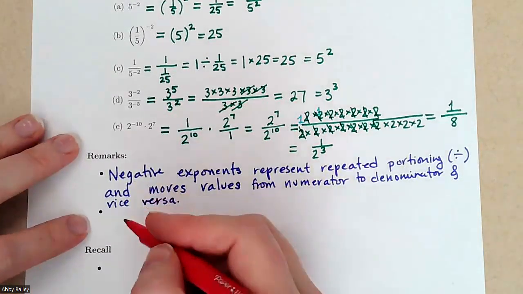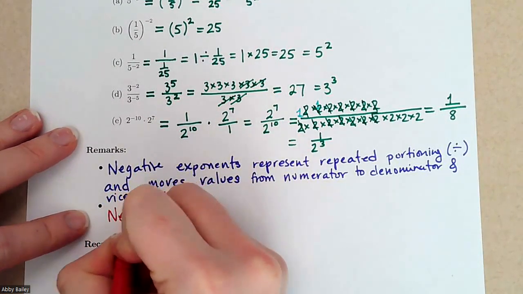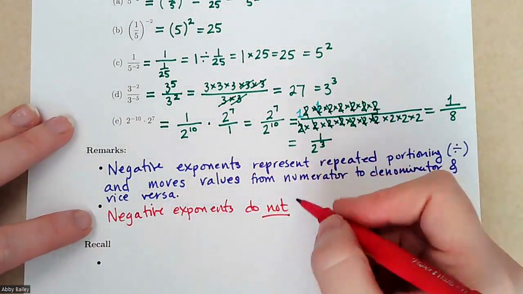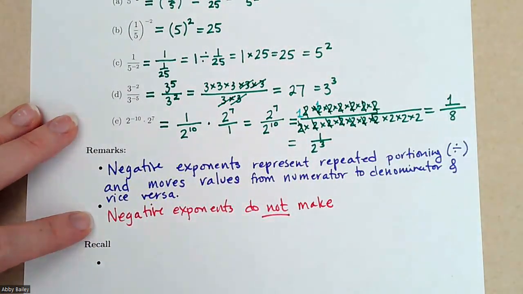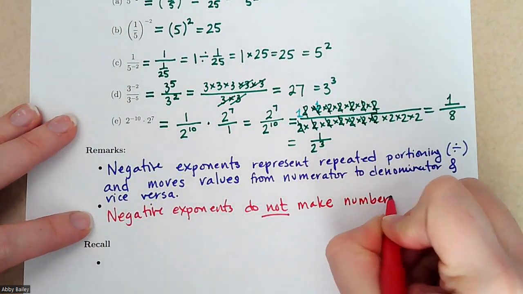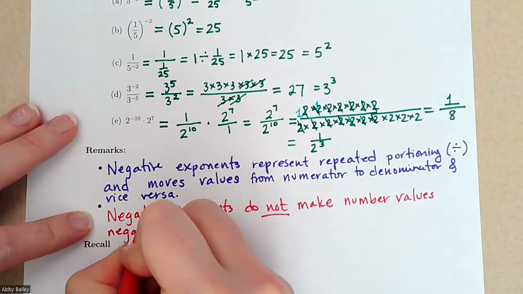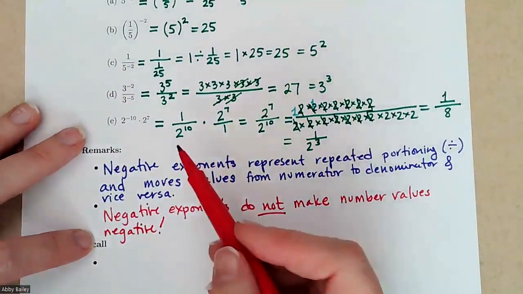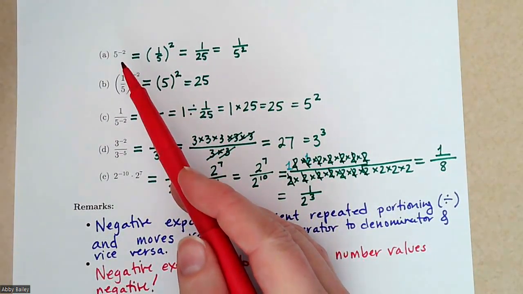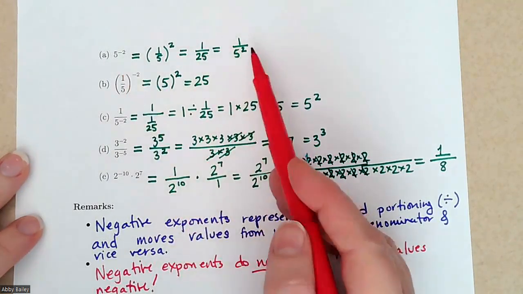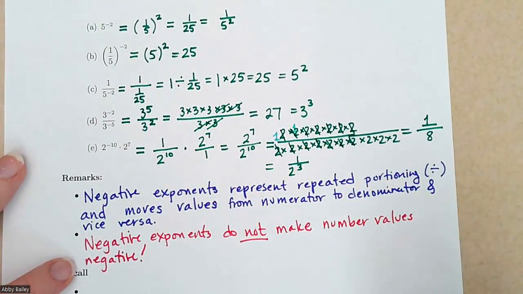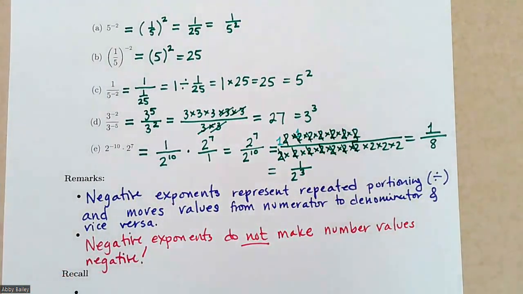Okay, and then I think that it is also remarkable that negative exponents do not make number values negative, which is pretty remarkable, actually. I mean, like this 5 to the negative 2 power, it didn't turn into a negative number after we computed it. So negative exponents do not make number values negative. They mean they're being portioned. So they're really about that portioning up, portioning down.